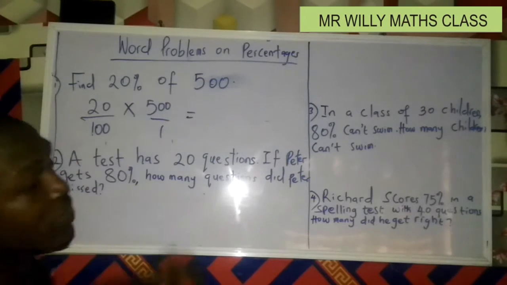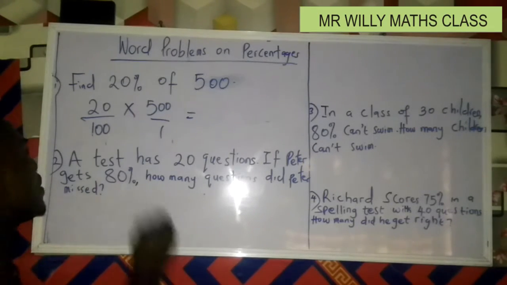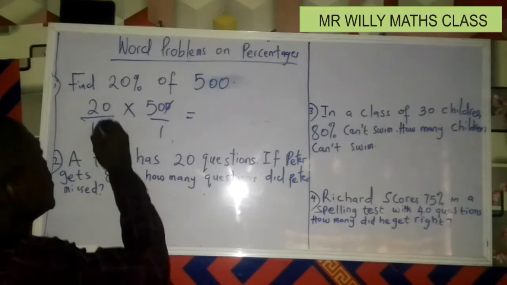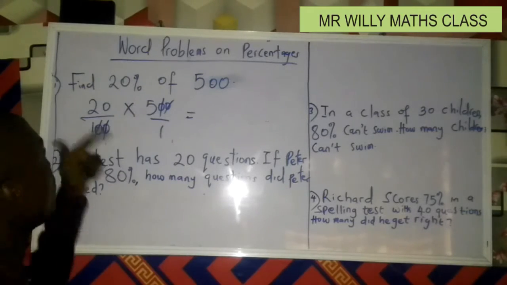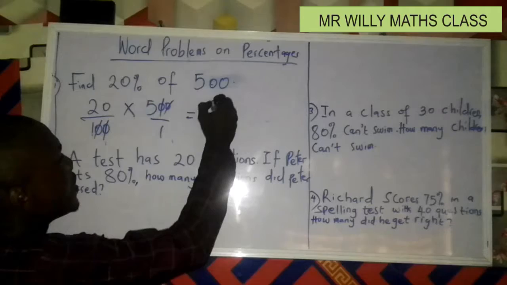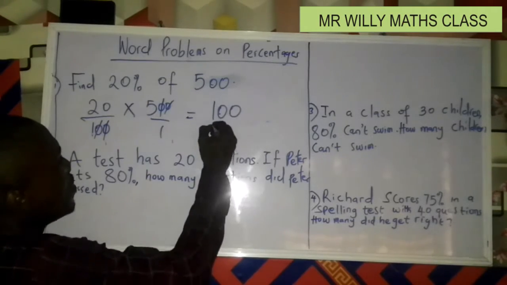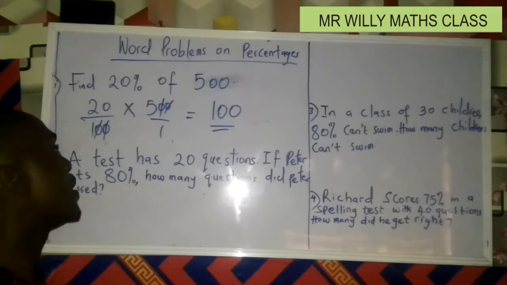20% of 500. The next thing is that we break it down. 0 will cancel 0. Then we are left with 20 and 5. 20 times 5, that is 100. Our answer is 100. So 20% of 500 is 100.